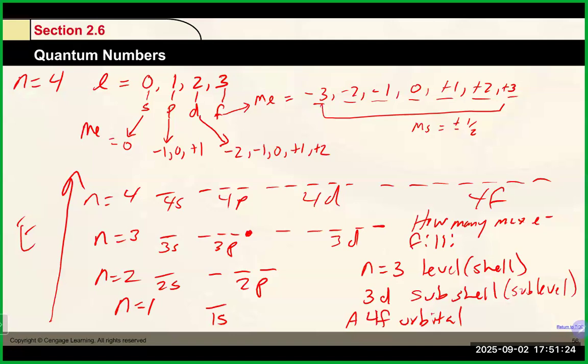The question is, if I wanted to fill up each of these with the maximum number of electrons, how many electrons could I fit in each of these individual things here? For each of them, you want to fill up the n equals 3 level, the 3d subshell, and a 4f orbital. So 60 is incorrect for sure. Yeah. So we'll talk about it in just a second.